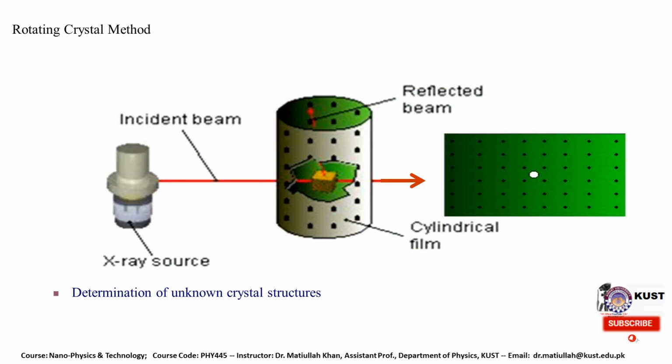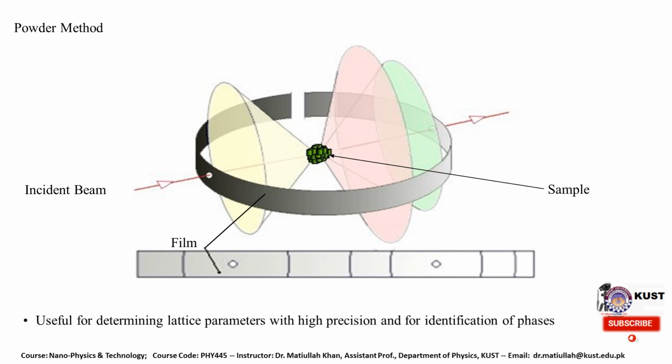So this is the rotating crystal method, in which we determine unknown structures. We want to investigate an unknown structure. We have an X-ray source, and the X-ray beam is directed in a specific direction and falls on the sample. Around the sample we have a cylindrical film, where the reflected beam is collected, and we can get information out of that. So we have the powder method, that is a simple method and the most commonly used method.